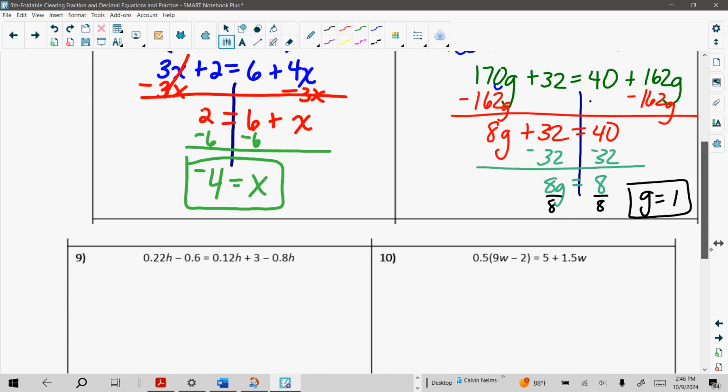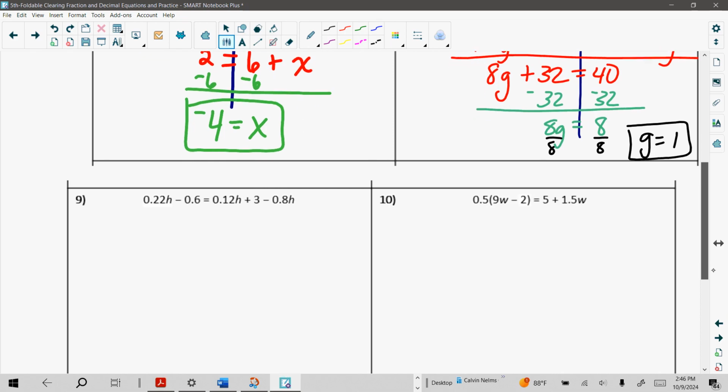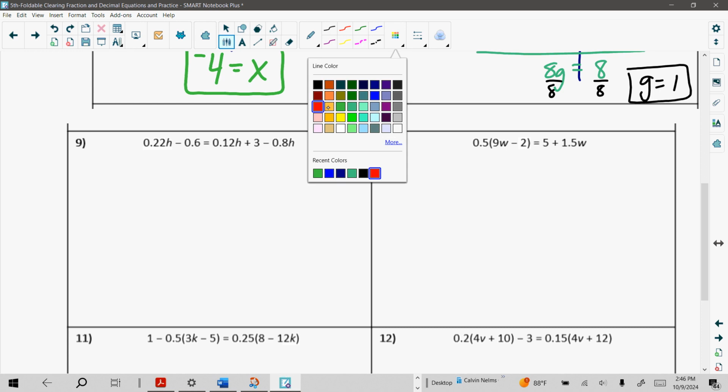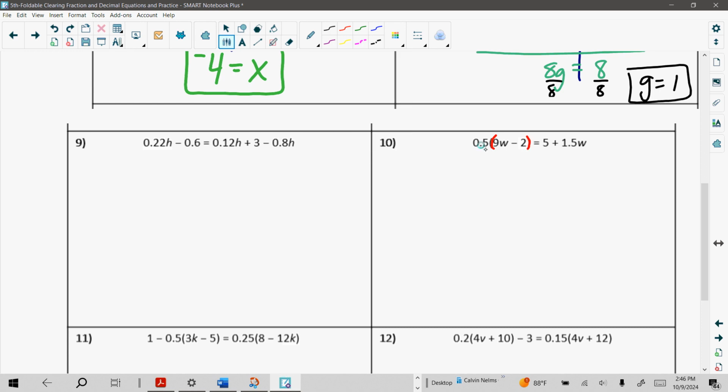So pay attention to your place value, but also, once we get to numbers 10 on, you have to remember to clear the parentheses first. Because we have parentheses, you're going to have to distribute first to clear that. So when I distribute the 0.5 times 9, I can think of it as 5 times 9, which is 45, because I have a decimal. It's going to be 4.5w minus 1 equals 5 plus 1.5w.